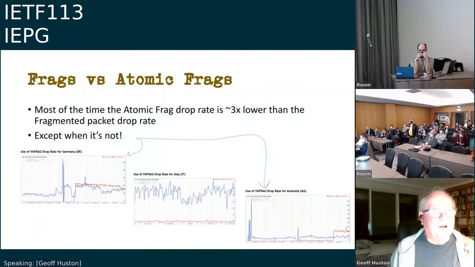It varies provider by provider. In Germany, the atomic fragment drop rate's constant, that's bizarre, and higher than the normal fragment drop rate. In Italy, it's almost non-existent, whereas the fragment drop rate is high. And in Australia, the fragment drop rate, when we started measuring it, is higher than normal fragments. The atomic fragment drop rate's higher.